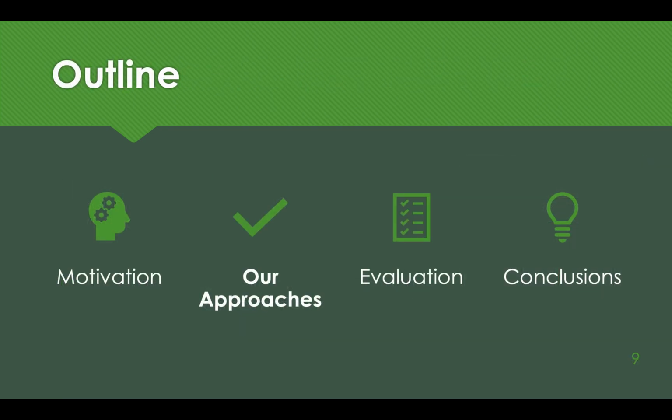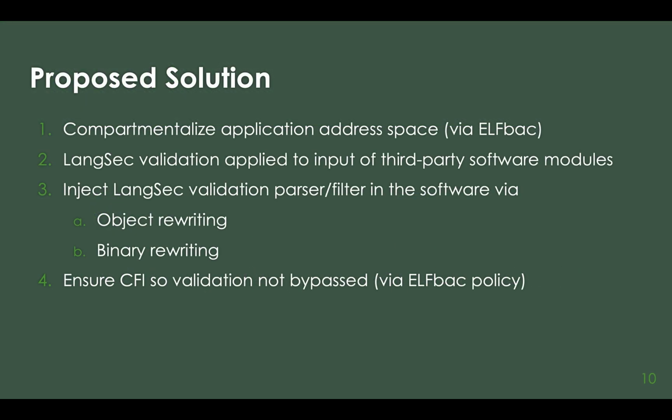How can we solve such a problem? We have a few approaches to solve such problems, so our proposed solution involves compartmentalizing the application address space. Second, we suggest that LangSec validation is applied to the input of the third-party software modules. So by LangSec validation, I mean that we insert a LangSec validation parser or filter in the software before the third-party software module. And then we can insert this kind of filter using object rewriting, which is an approach I will discuss later, and binary rewriting. And lastly, we ensure via control flow integrity that the validation filter that we inserted before the third-party library is not bypassed, that the control flow integrity is not violated.